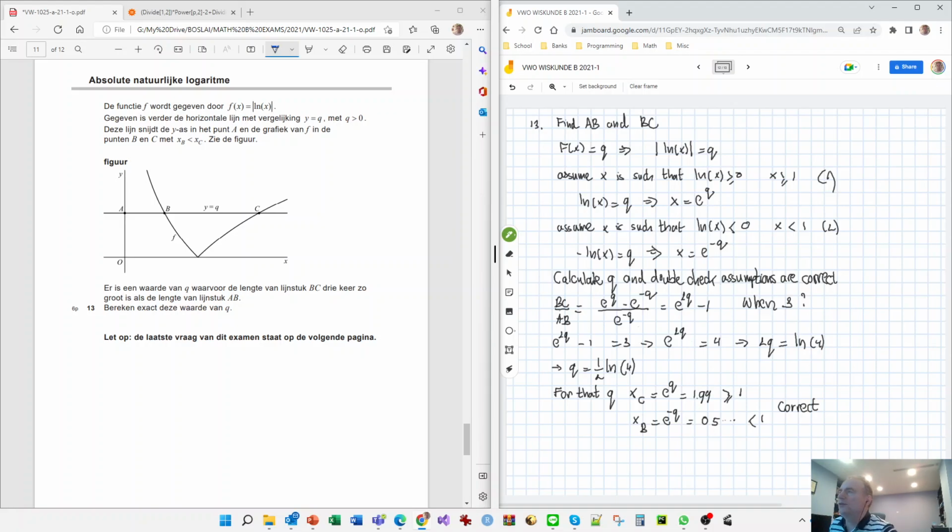Now, with things you have to be careful. You can only do this by making an assumption on the sign of log x. So let's first assume that x is such that the logarithm is greater or equal to 0, and then the equality becomes log x is q, which means x is e to the power q. But again, that's only when x is greater or equal to 1, which depends on your q.